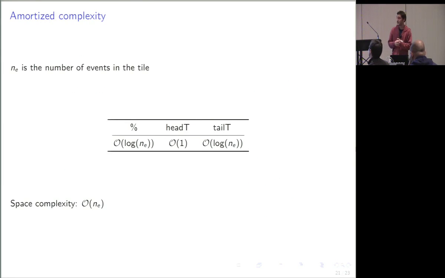So this is amortized complexity, so technically it's possible to have a linear operation, but it means that we had just before a lot of constant-time or short ones. So we have a logarithmic complexity for the composition and the tail call, and the head call is in constant time. And for the space complexity, it's the number of events.